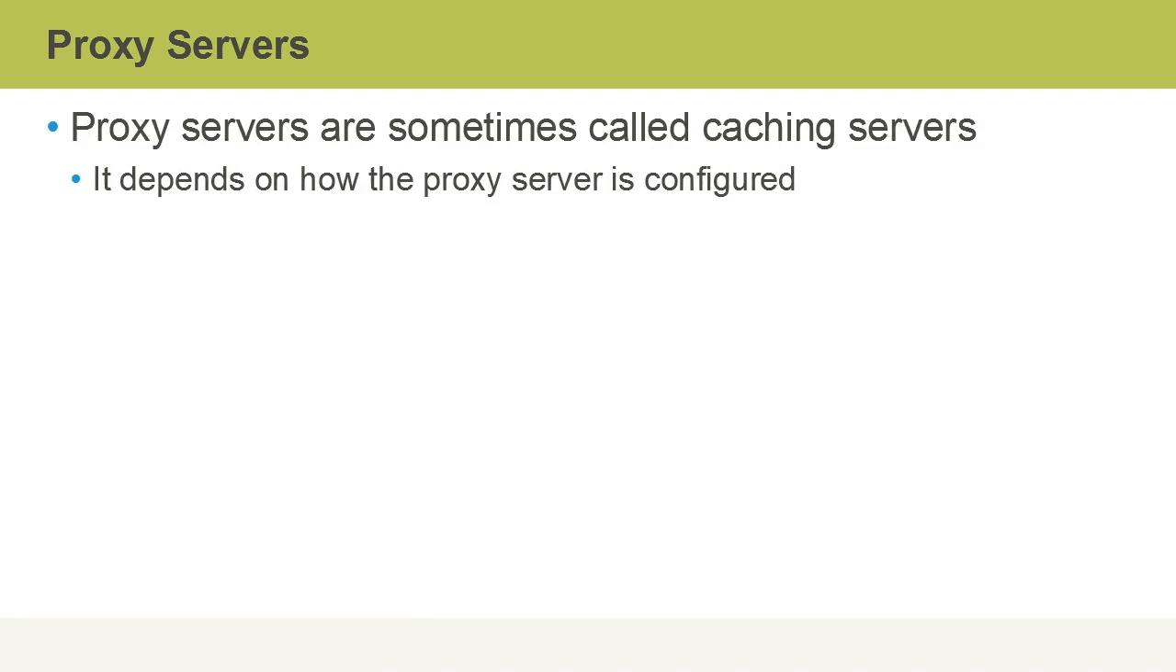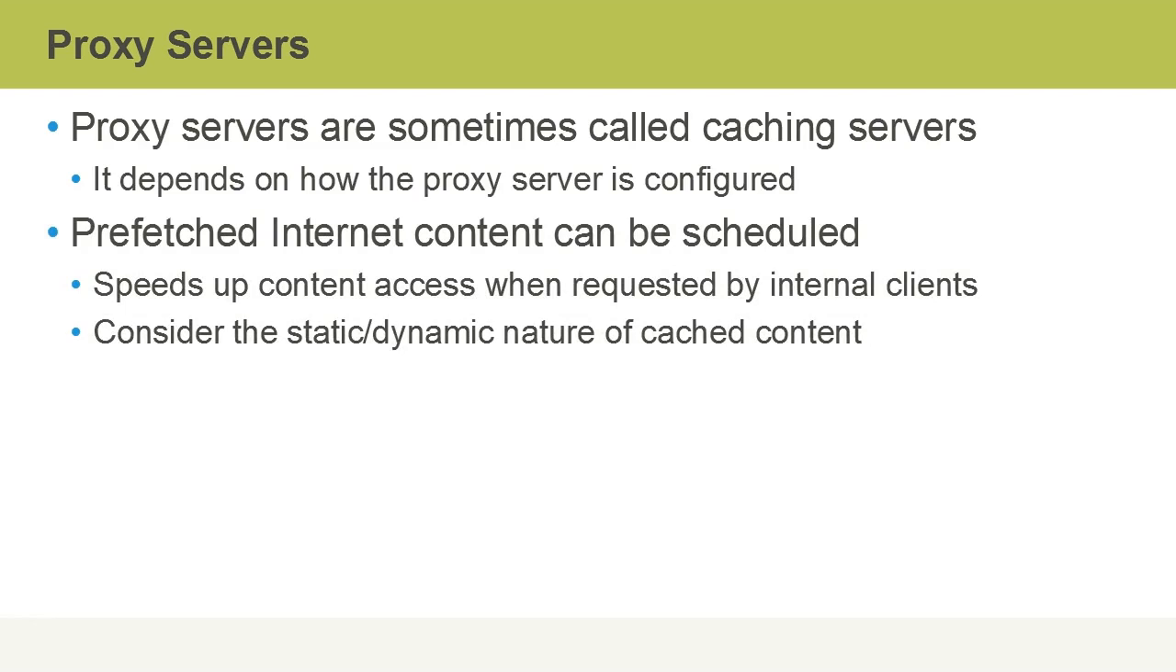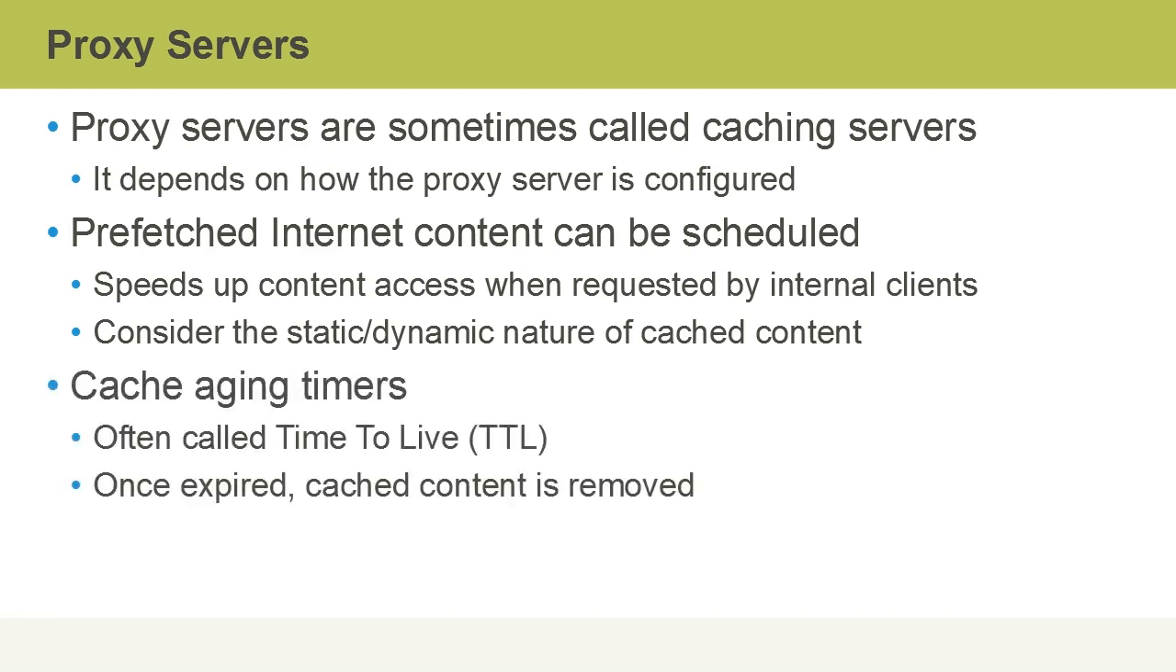Proxy servers are sometimes also called caching servers. And it really depends on how the proxy server gets configured as to whether or not it's configured to cache content. Proxy servers can also be configured to prefetch internet content on a scheduled basis. The result of this is that it speeds up access for that content when clients actually request it. So, for instance, if we know that every morning users need to see information from certain web pages, we could have that pre-cached to speed up their experience. But we also have to consider the static and dynamic nature of the cached content. If it's stock quotes that change all the time, we probably wouldn't want to prefetch that type of streaming information. We can also configure cache aging timers, which is often called the time to live or TTL. So once data is expired after it's been cached, that cached content gets removed from the server.